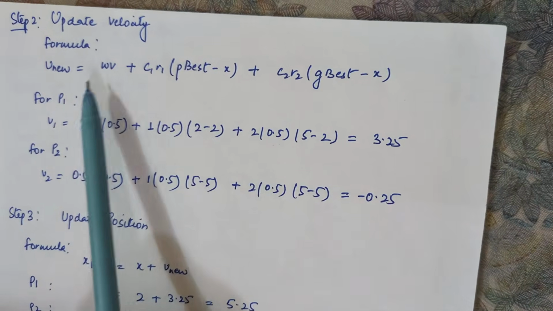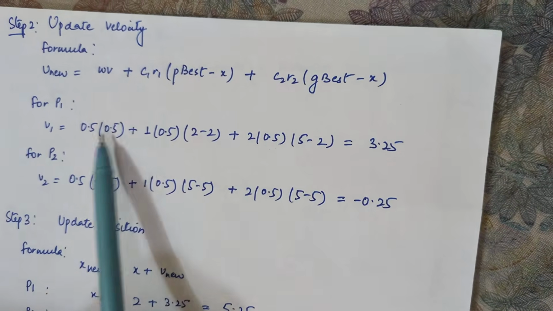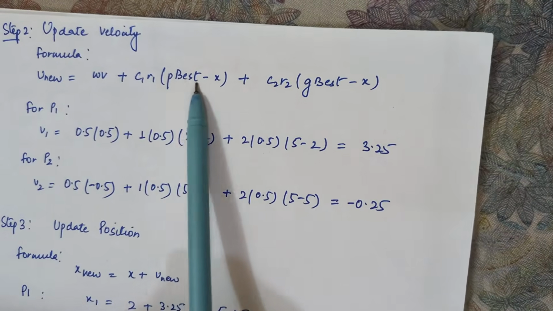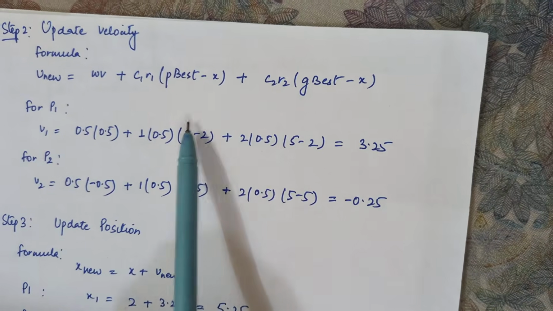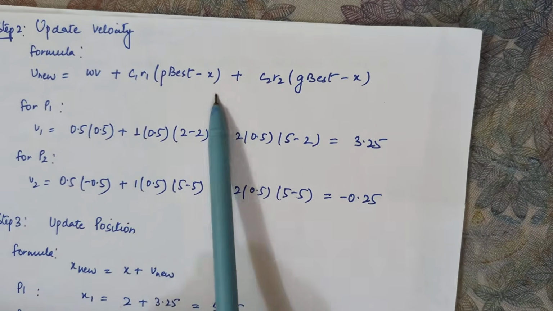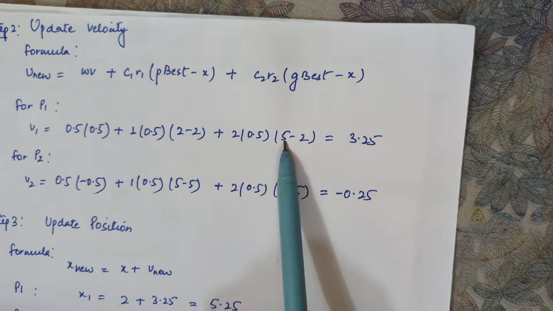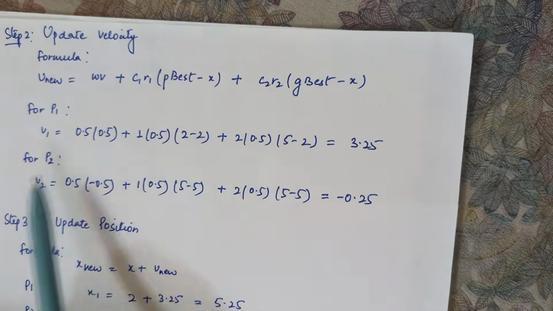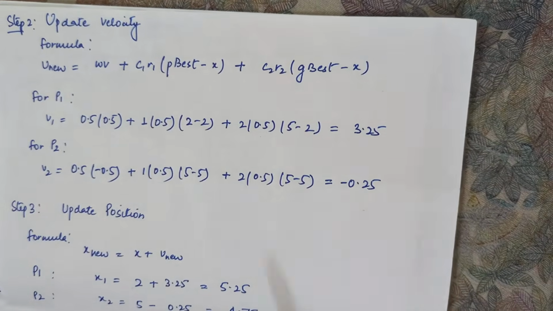v1 equals w, which was given in the question as 0.5, times the initial velocity v1, which was given as 0.5, plus c1, which is 1, times r1, which is 0.5, times pBest, which was the personal best we calculated as 2, minus the initial position of x, which was 2, plus c2, which is 2, times r2, which is 0.5, times the global best we calculated as 5, minus the initial position of x, which was 2. So for p1 that is 3.25. Similarly, we'll calculate it for p2, and we'll see v2 comes out to be minus 0.25.